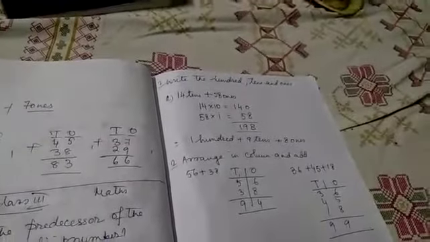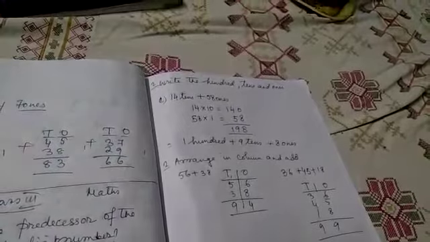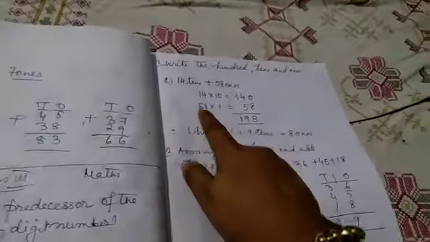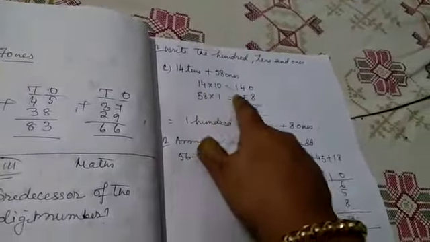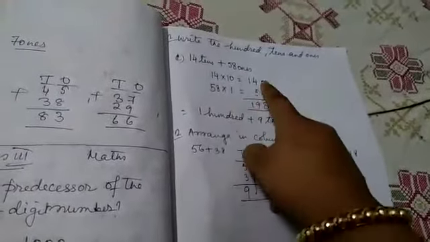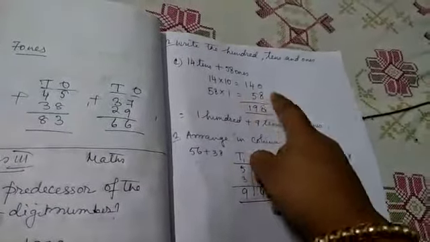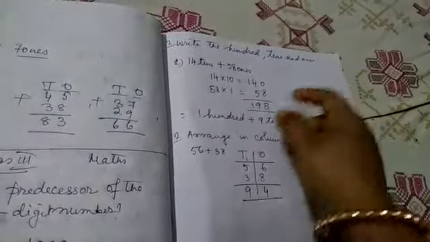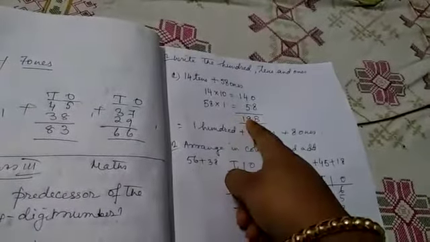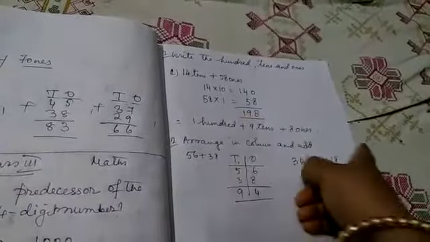Now, write the number in hundreds, tens and ones. 14 tens and 58 ones. 14 tens means 14 into 10, that is 140. 58 ones means 58 into 1, 58. If you add them, it is 198. So 1 hundred, 9 tens, 8 ones.